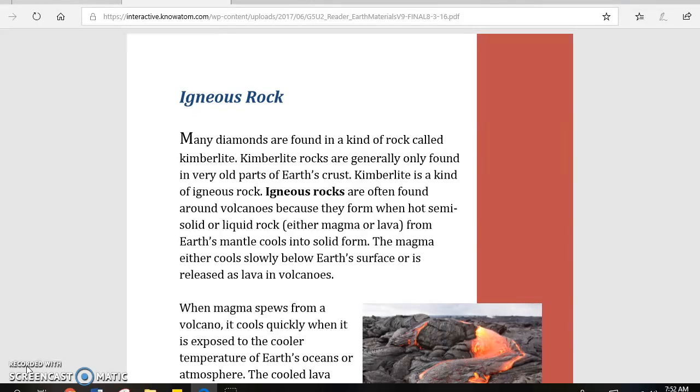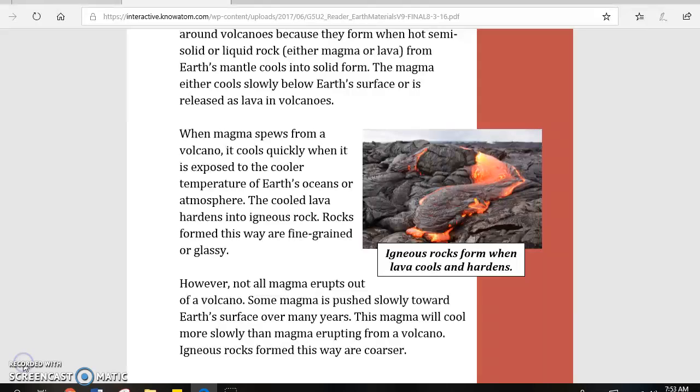The magma either cools slowly below Earth's surface or is released as lava in volcanoes. When magma spews from a volcano, it cools quickly when it is exposed to the cooler temperature of Earth's oceans or atmosphere. The cooled lava hardens into igneous rock. Rocks formed this way are fine-grained or glassy. Caption: igneous rocks form when lava cools and hardens.